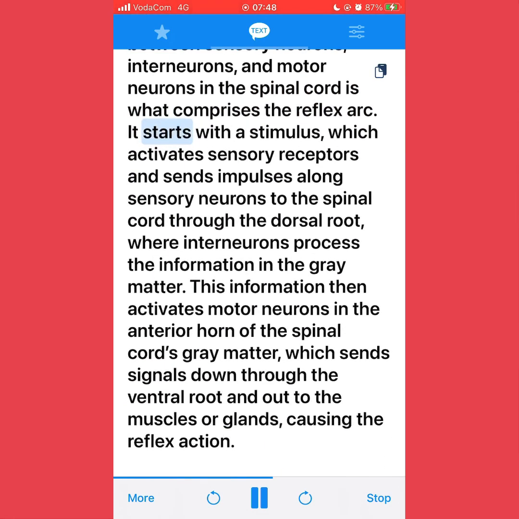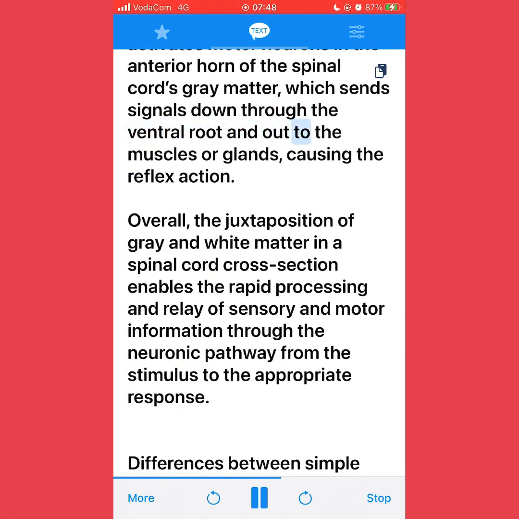It starts with a stimulus, which activates sensory receptors and sends impulses along sensory neurons to the spinal cord through the dorsal root, where interneurons process the information in the gray matter. This information then activates motor neurons in the anterior horn of the spinal cord's gray matter, which sends signals down through the ventral root and out to the muscles or glands, causing the reflex action.